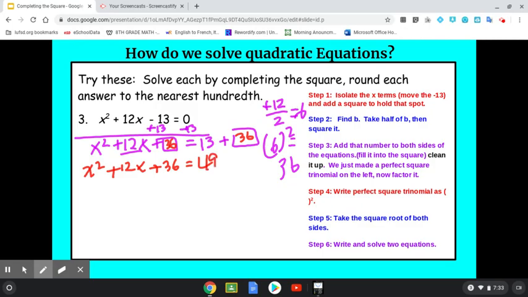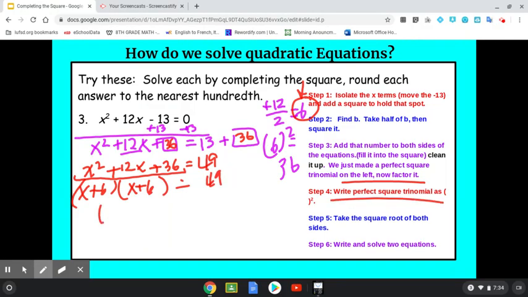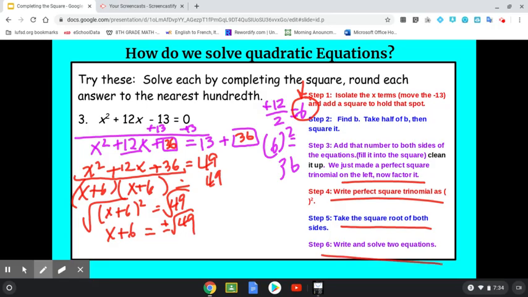Okay. Next step, now we're going to factor it. Factor what's on the left. How do we factor x squared plus 12x plus 36? So pause the video and factor it. Now you should have noticed that you're going to have that magic number here, that's 6. Should have been x plus 6 times x plus 6 is equal to 49. Next step, write as a perfect square. We get x plus 6 squared equals 49. Step 5, take the square root of both sides. That brings the left-hand side out. And then we get plus or minus radical 49. And now our last step is to solve the equation.